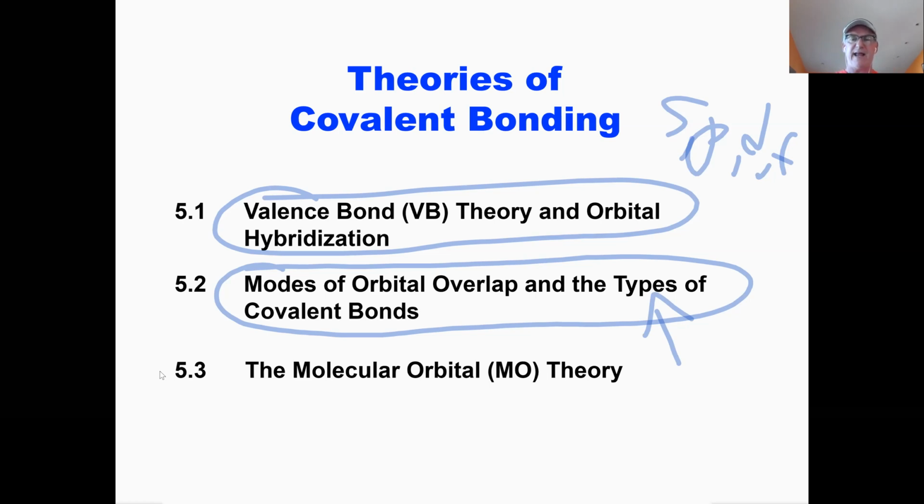And then later on, and I'm not going to spend a whole lot of time on it because we'll talk about a different theory of bonding. It's a very, very recent theory called the molecular orbital theory, which explains some things that this valence bond theory does not. But I'm not going to spend a lot of time on it, just a little bit to explain some anomalies.